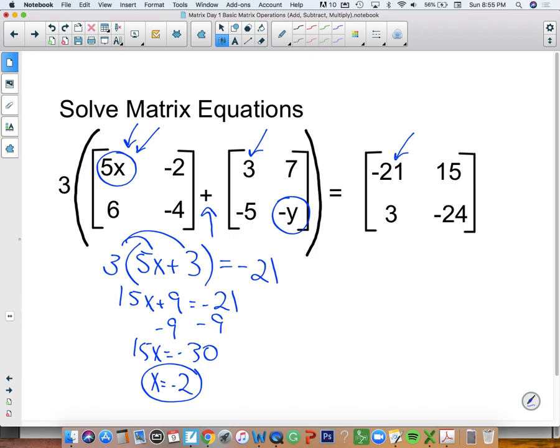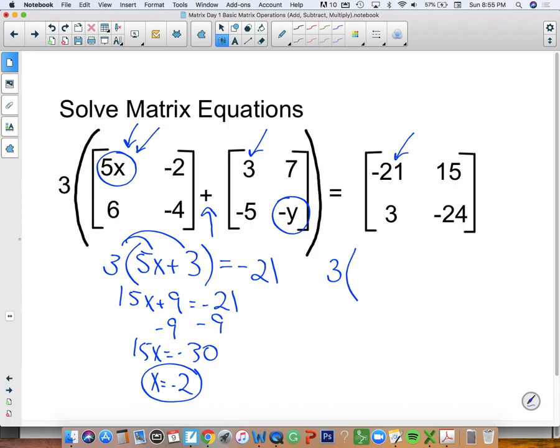So see if you can set it up for y and solve for y. All right, so see if you can get that y. Tell the people at your table what the y value is, and pause the video so they have time to do that. All right, back here, let's set up our equation.